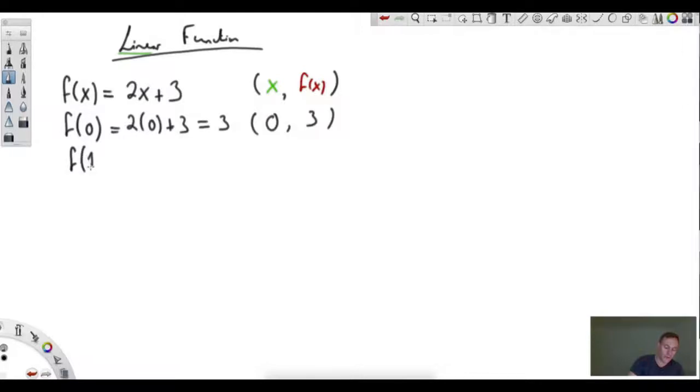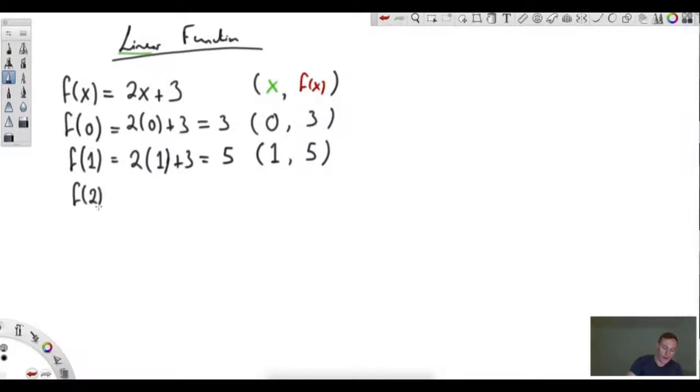Okay, so let's try it again. So f of 1 this time, this is 2 times a 1 plus a 3. So that's 2 by 1, that's a 2, and then plus a 3, that's a 5. So our input was a 1, and our output is a 5. Okay, so you can see that we're writing down this pair of input and output in brackets like I said before.